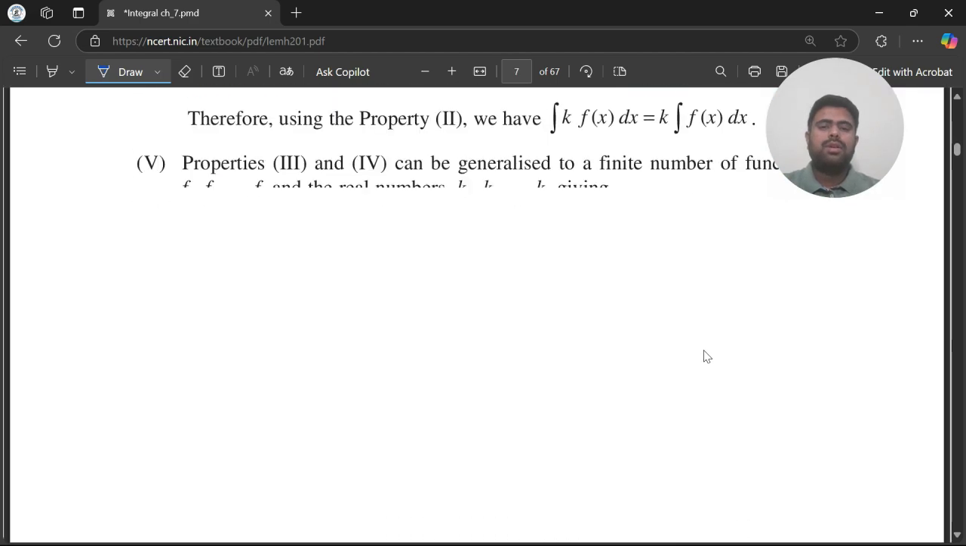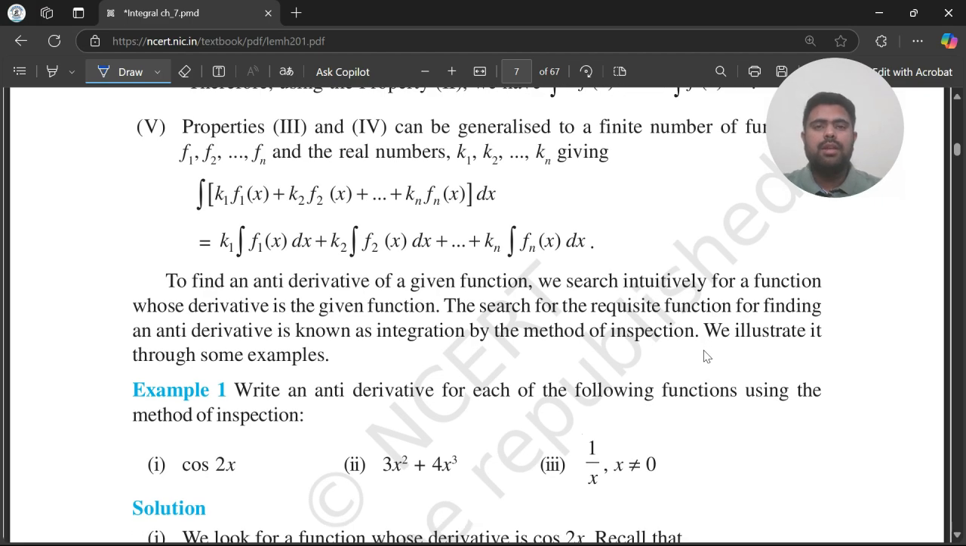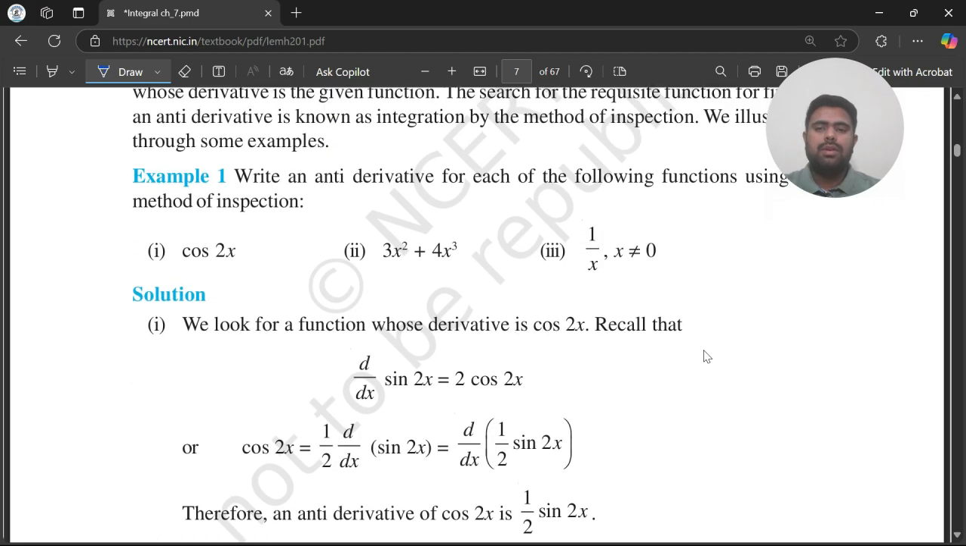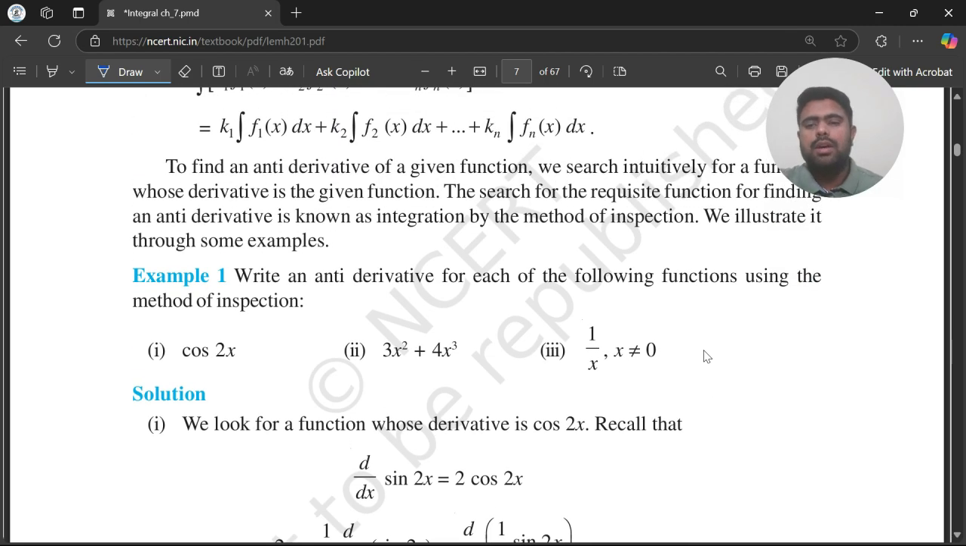In the first section they mention the integral as antiderivative, as I said. Here they have given a few questions: write an antiderivative for each of the following functions using the method of inspection. What do you mean by the method of inspection? We look at it and see what we understand: if we differentiate this, this comes, so if we integrate this, this may come. That's all we will have to say.